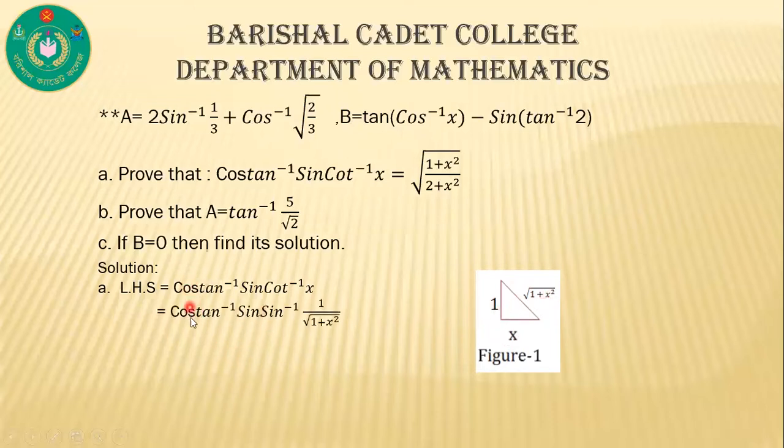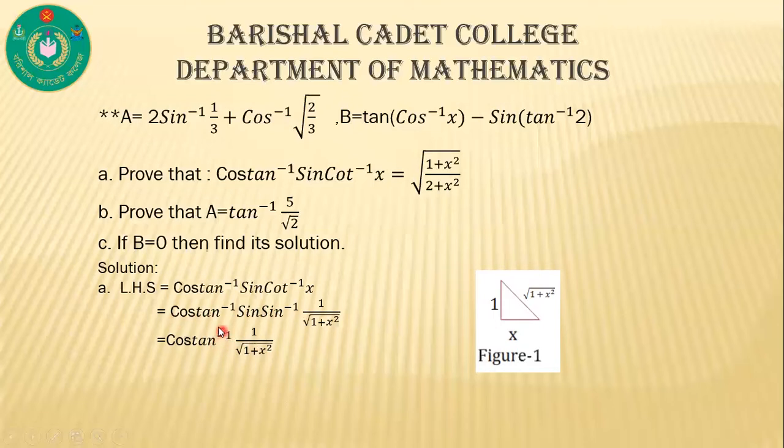Now we can write cos tan inverse sin inverse. Sin inverse means perpendicular by hypotenuse. Here perpendicular 1 and hypotenuse root 1 plus x square. Now sin inverse cancels. Then we can write cos tan inverse 1 by root 1 plus x square.